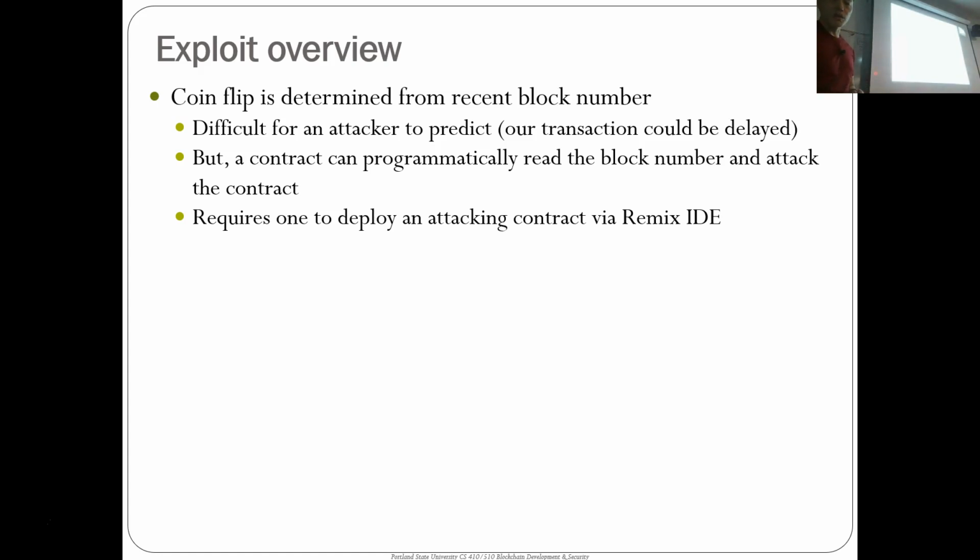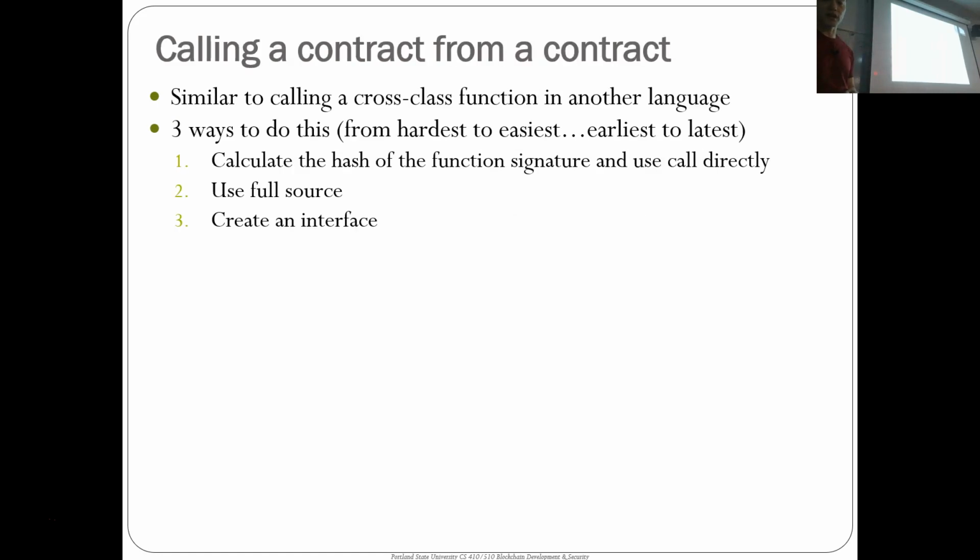And so what we're going to do is deploy an attacking contract in Remix that will programmatically access that value and send in the right value. Okay. So in order to talk about ways of deploying attack contracts or calling contracts from other contracts, I'm going to go through 3 different ways to do this, from the hardest to the easiest.